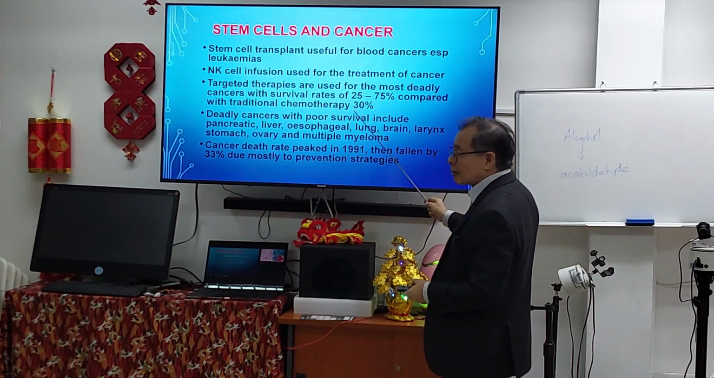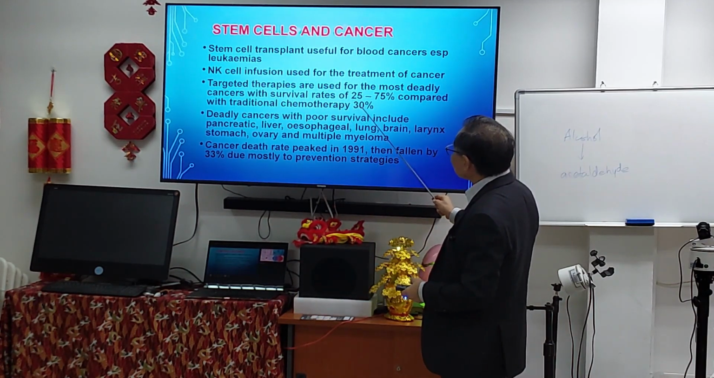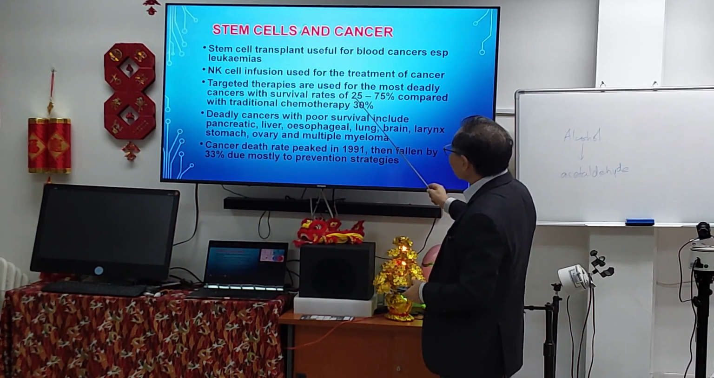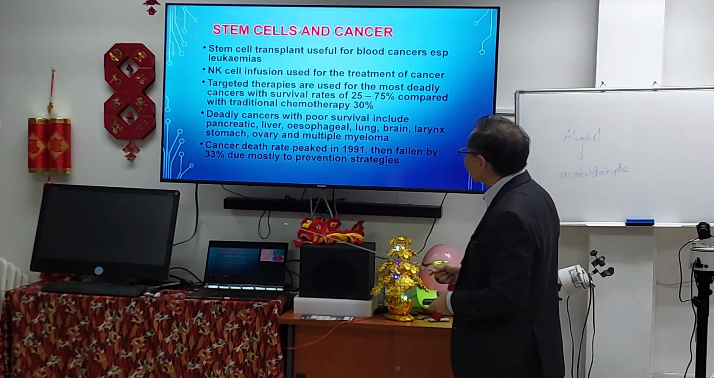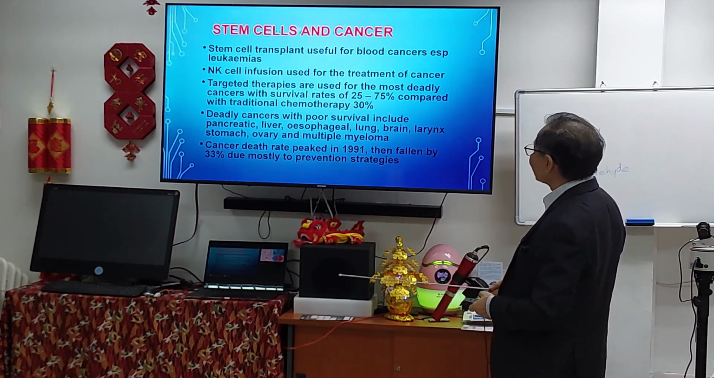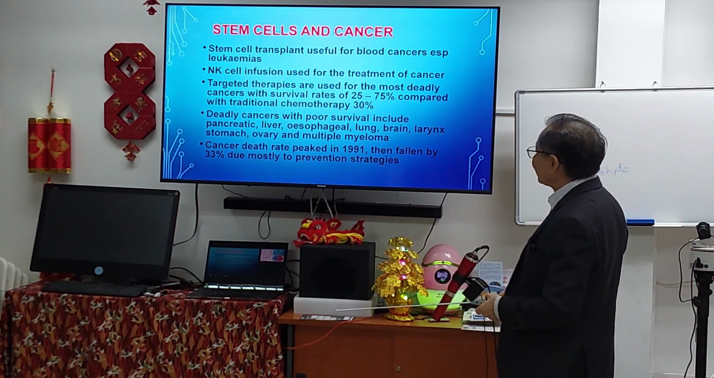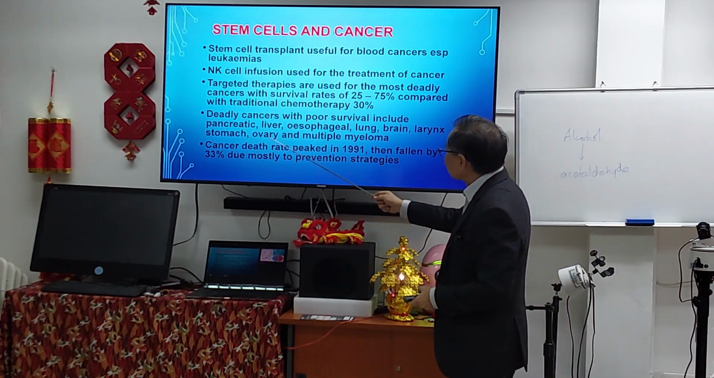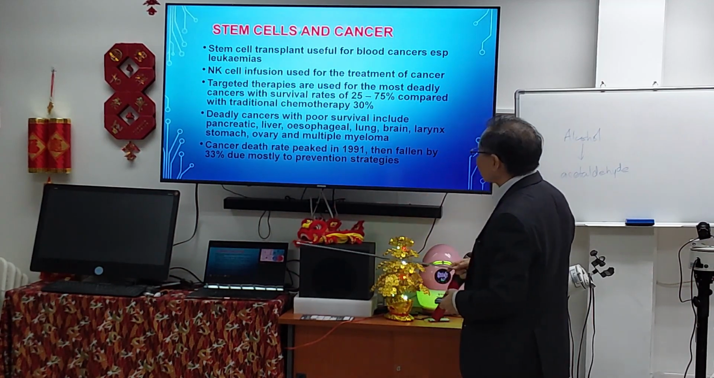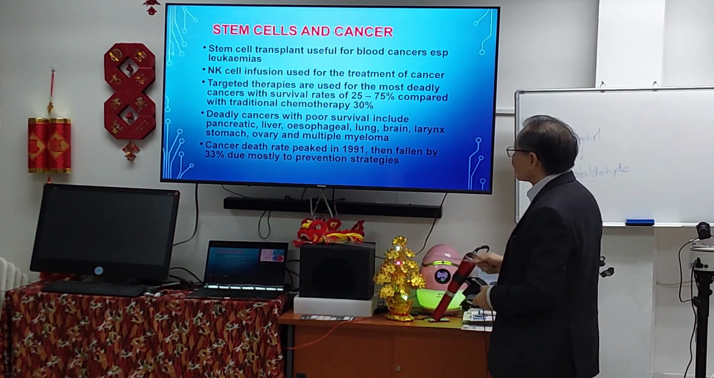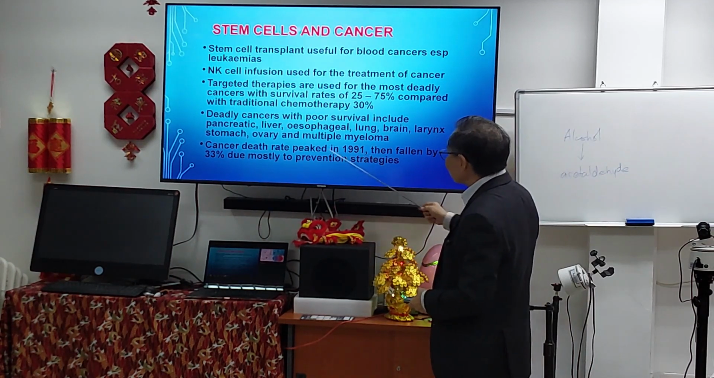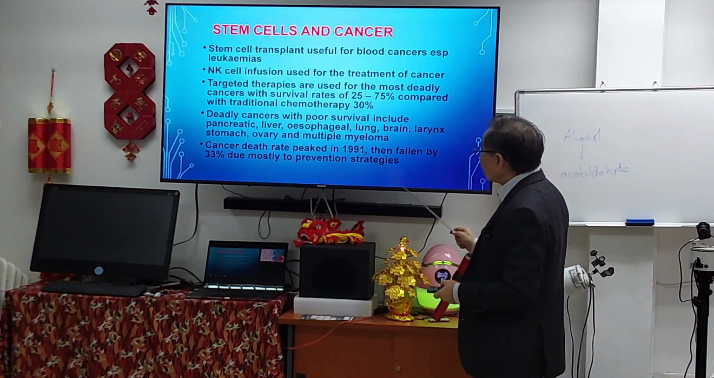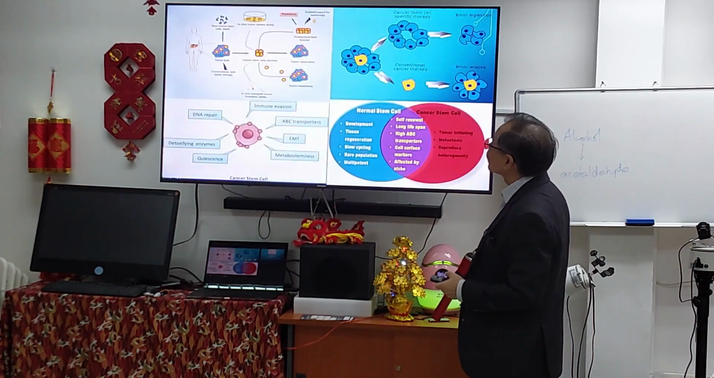Traditionally, cancer survival using chemotherapy was only 30%. Now we have survival rates as high as 25 to 75%. Now that is impressive. So cancers with poor survival, like pancreatic and liver, have all improved. The cancer rate peaked in 1991, then fell by 33%, mostly due to prevention. So a lot can be done to prevent it.